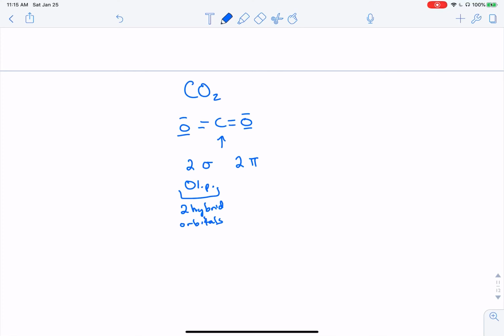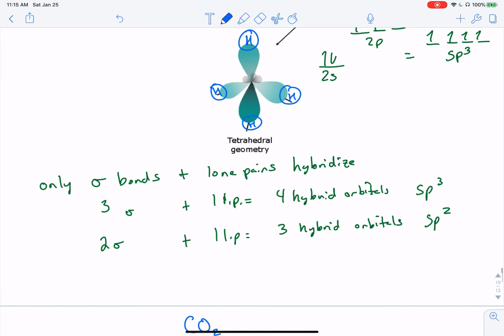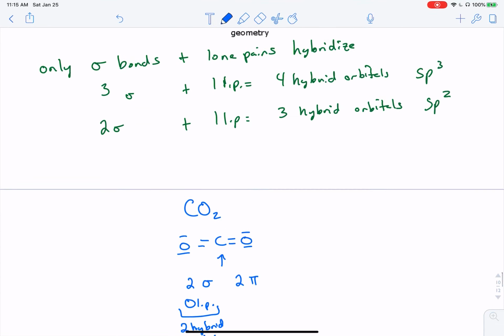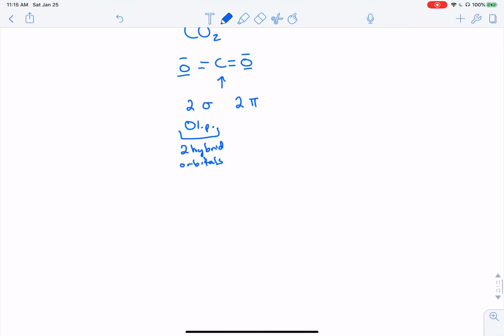Okay, because these are the things that participate in hybridization. Remember we were talking about earlier that only sigma bonds and lone pairs hybridize. So when we look at this carbon here, it has 0 lone pairs and 2 sigma bonds. So therefore that carbon needs 2 hybrid orbitals. So the hybridization around that carbon will be what? sp1. That's it. Okay. I would, just to be careful, yes, Mohammed.